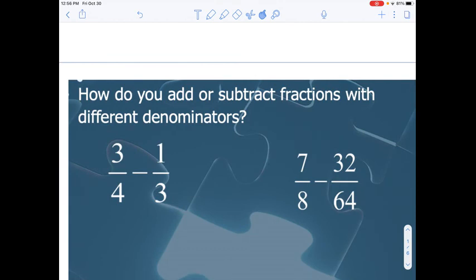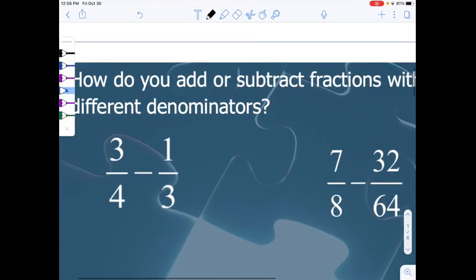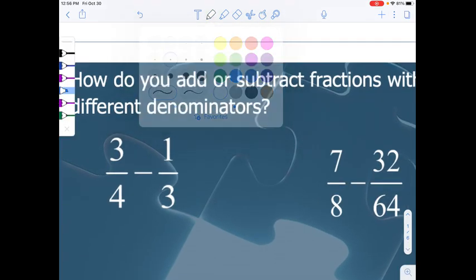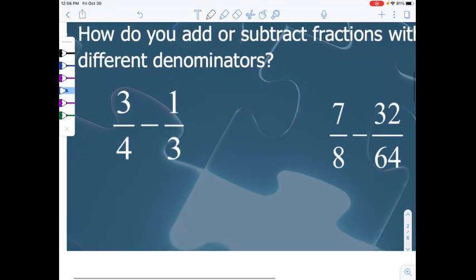When we have fractions with different denominators, we have to get them to have the same denominator and then just do the same as we just practiced. Add or subtract the numerators, keep the denominator. So I look at this first one, 3/4 minus 1/3. I'm going to figure out what denominator is common between the two of them. So 4 and 3, I think of 12.